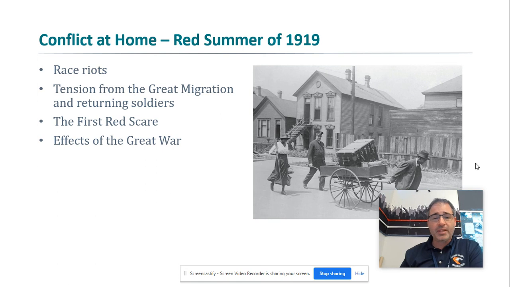Almost all the riots are going to be white folks that are going to start attacking the black neighborhoods. We're going to see the first Red Scare, which is something we'll talk about more, and all of these great war effects are going to lead us into the 1920s.